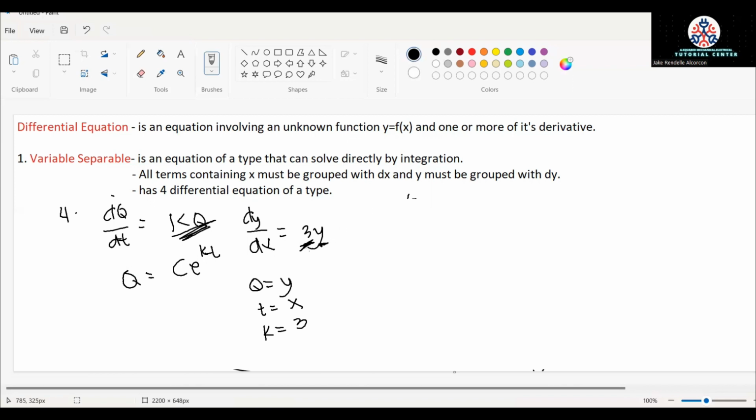Therefore, we need to substitute these values into the general solution. q will become y, c is copied, e is copied, k will be 3, and t will become x. So this will be the general solution of the example. But let's try to solve using number 2 differential equation type.